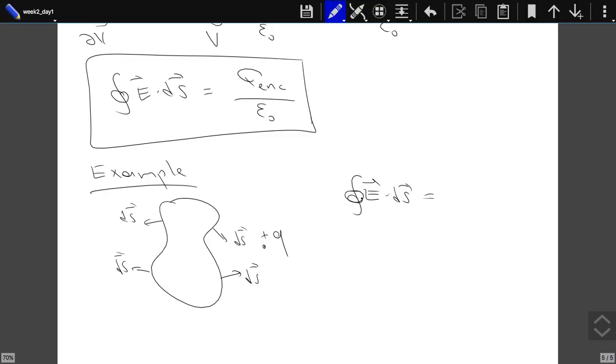So is the electric field on the surface 0 or not? The electric field on the surface. Non-zero. The electric field is non-zero.